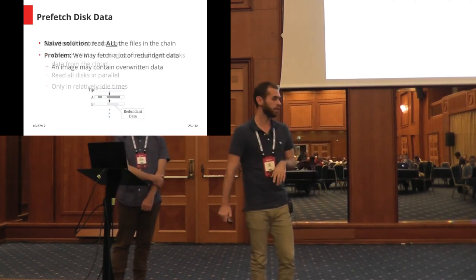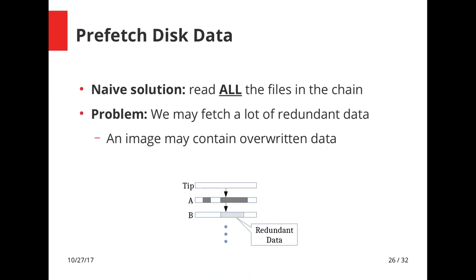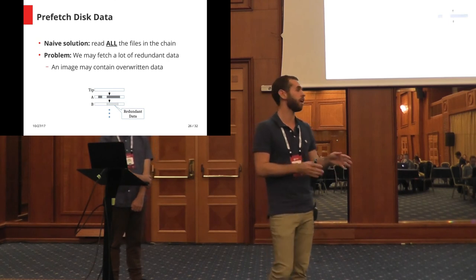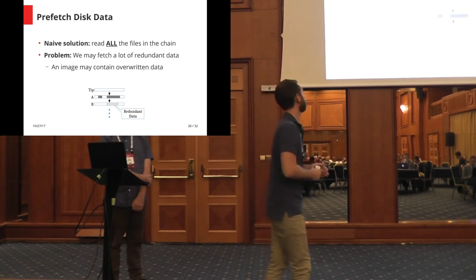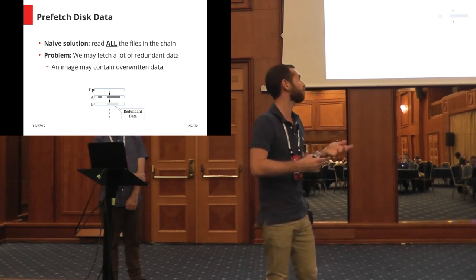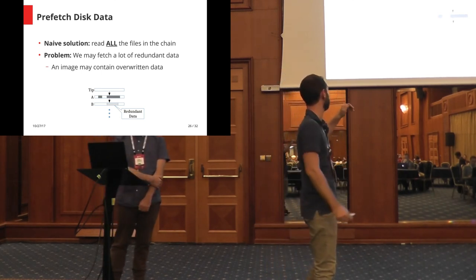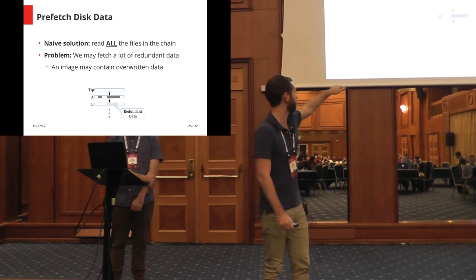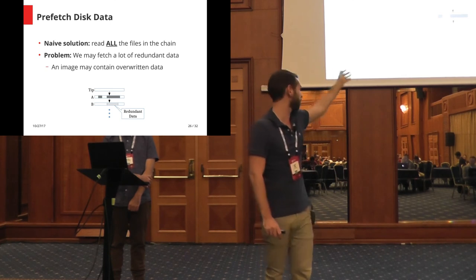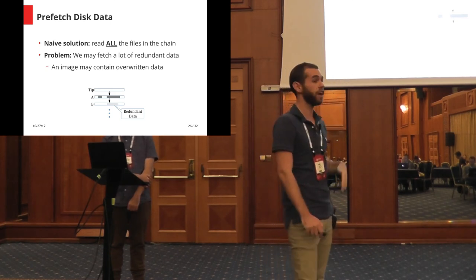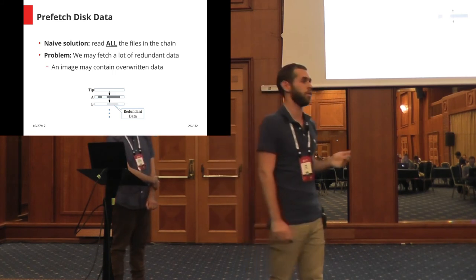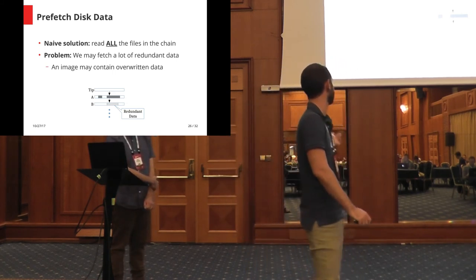Okay? So a naive solution to do that would be to just download all the backing files, all the files in the chain, one by one, for each disk. The problem is that by doing that, we can read a lot of redundant data. See this example. In this example, B is the older file, and A overwrote all of the changes that B made. So we don't need to download file B from the object storage. It could be very large and very inefficient.